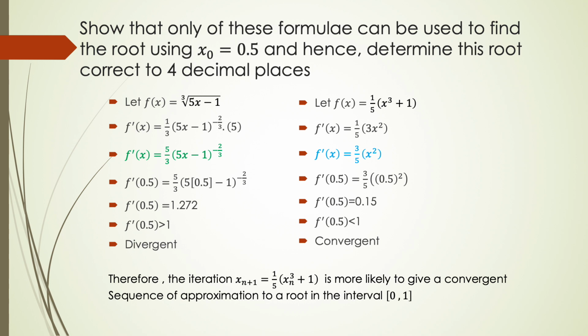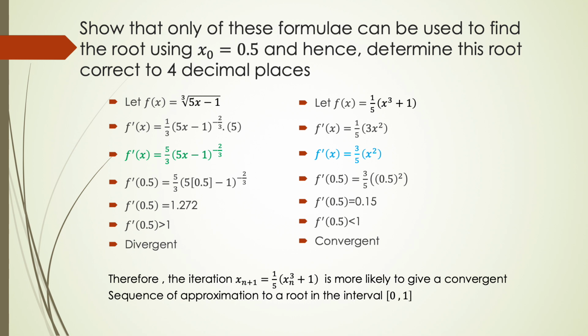We have f prime x equal to 5 over 3 (5x minus 1) to the power of negative 2 over 3. Then we substitute the initial value 0.5 into the equation. We obtain the answer 1.272. So f prime 0.5 is greater than 1. Then we conclude that the iterative formula cubic root of 5x minus 1 is a divergent sequence.